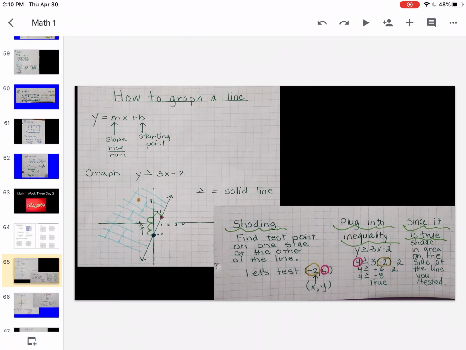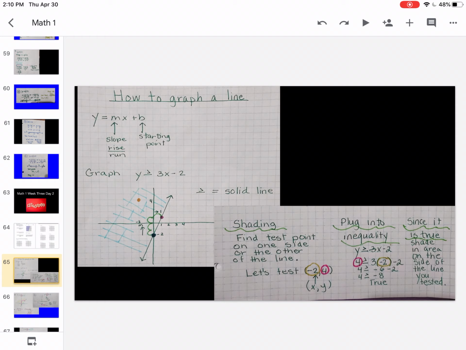Okay, so let's review how to graph a line. When we graph lines, we use the slope-intercept form, which is y equals mx plus b. The m is your slope, which means your rise and your run, and I'll go over that. And b is always your starting point.